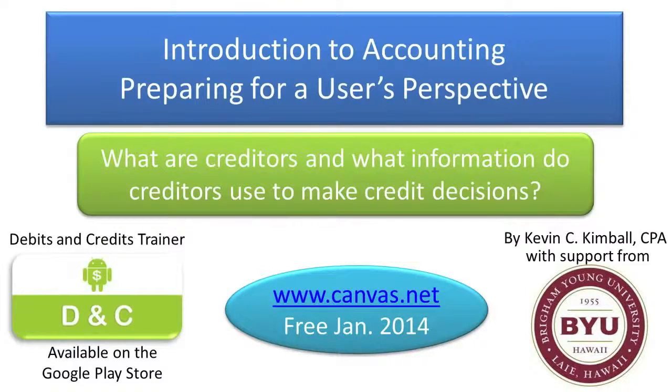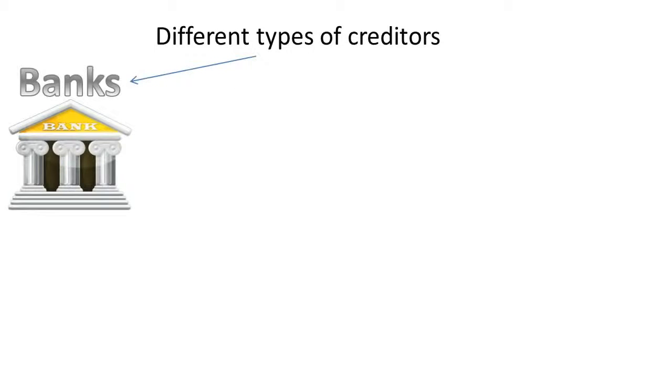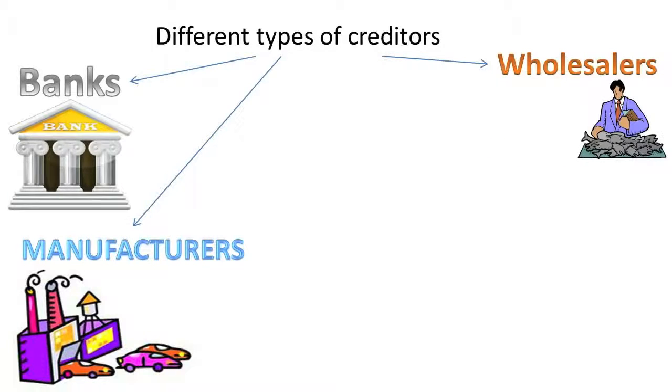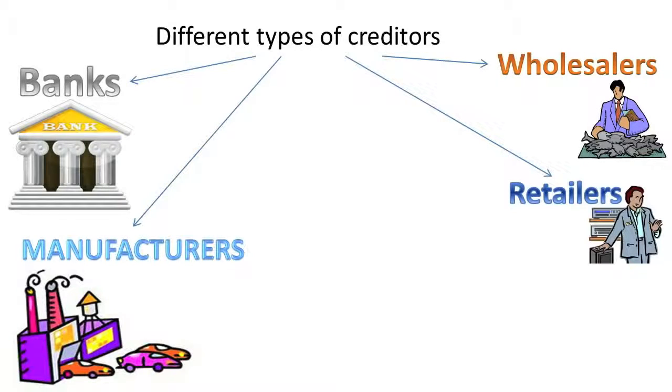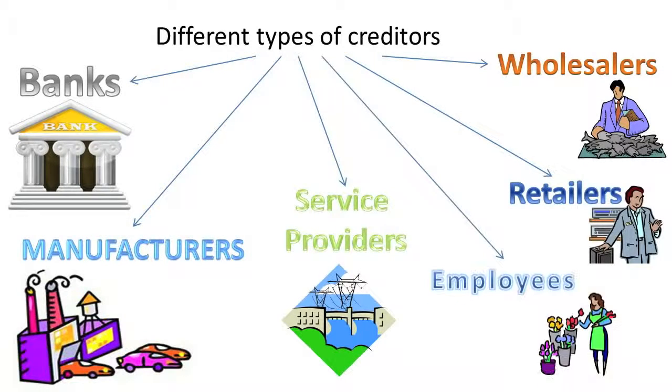Preparing for a user's perspective. What are creditors and what information do creditors use to make credit decisions? This video will discuss different types of creditors, such as banks, manufacturers, wholesalers, retailers, service providers, and employees.